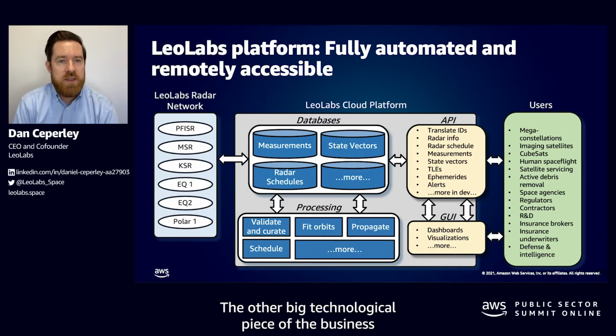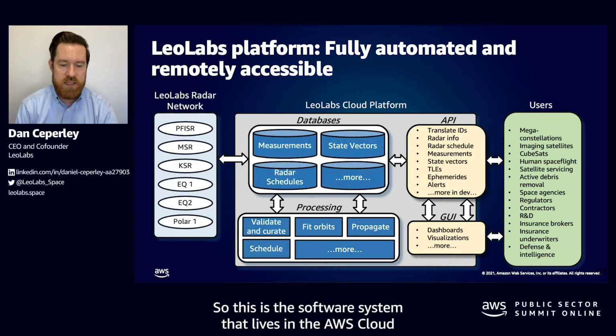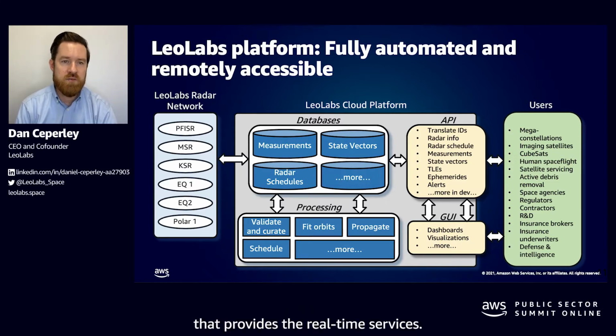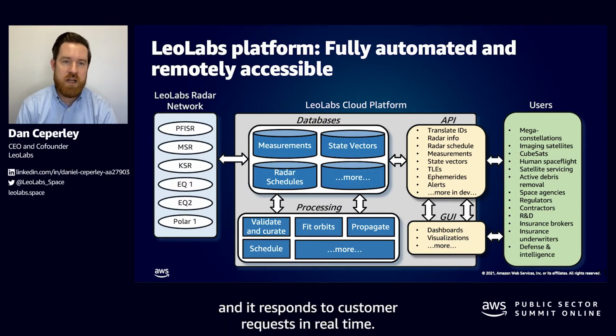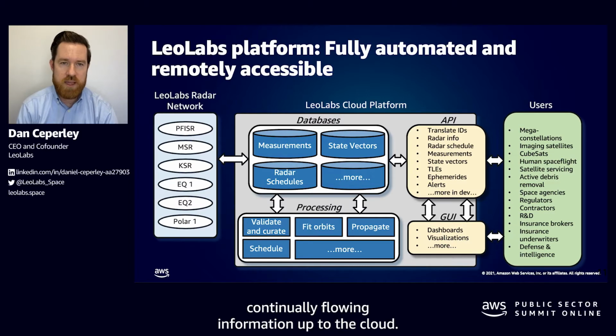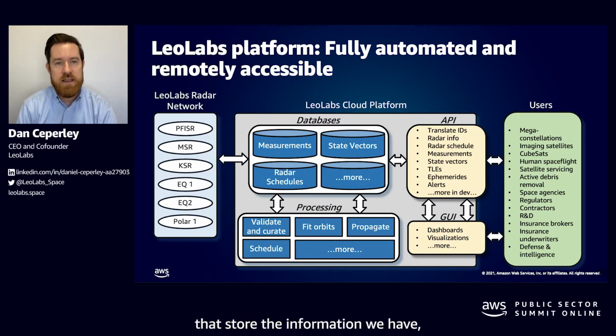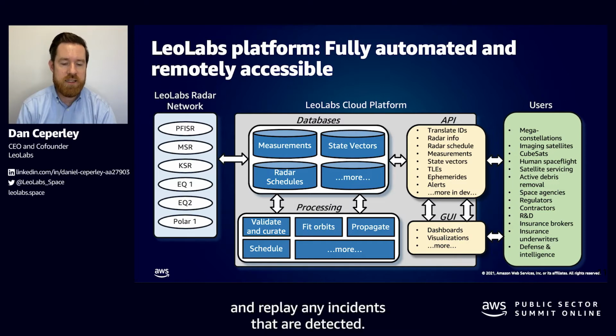So this is the foundational data set that ultimately drives the collision avoidance service that we'll be talking about here in just a second. The other big technological piece of the business is our SaaS platform. So this is the software system that lives in the AWS cloud that provides the real-time services. It processes the data in real time as it flows off the radar network, and it responds to customer requests in real time. So in this diagram on the left, we have the radar network continually flowing information up to the cloud. In the middle is a very rough outline of the architecture of our systems, where we have a set of databases that store the information we have, essentially making us a DVR for space and giving us the ability to rewind and replay any incidents that are detected.